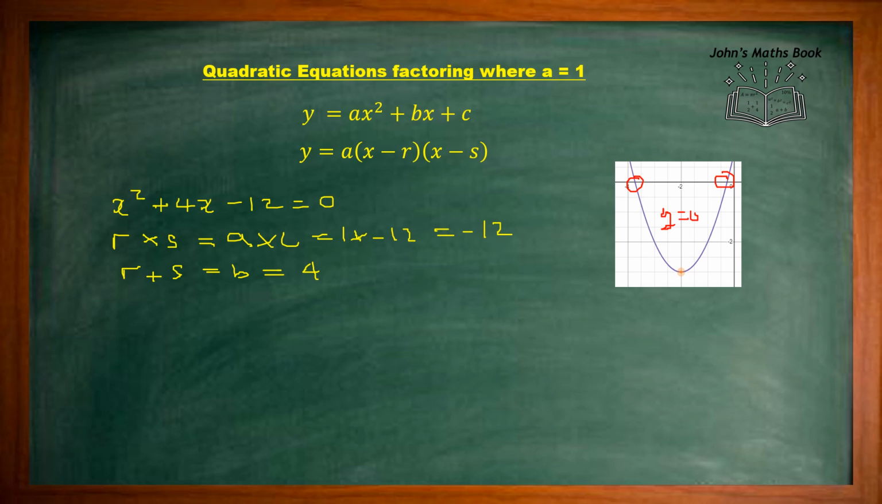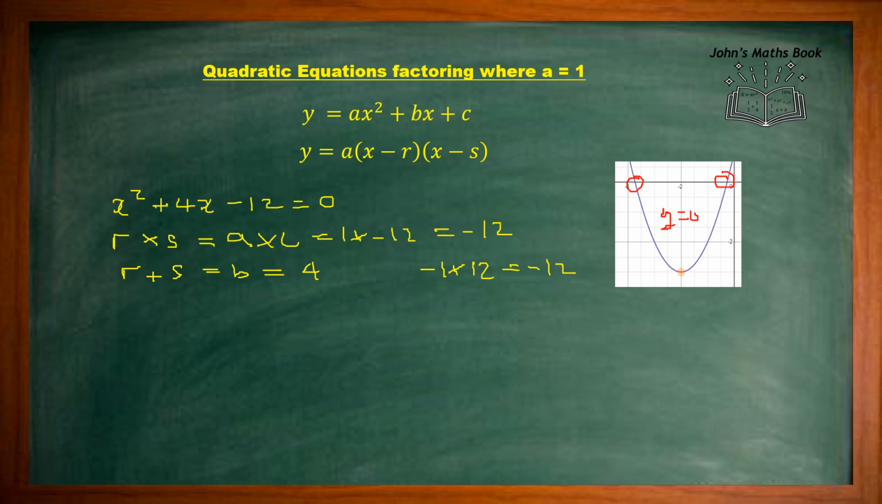So let's look at a couple of numbers that multiplied together give minus 12. We can have, let's say, minus 1 multiplied by 12. That gives us minus 12. But when we add minus 1 and plus 12, we get 11. So that doesn't satisfy the need where b is equal to 4. It doesn't add up to 4.